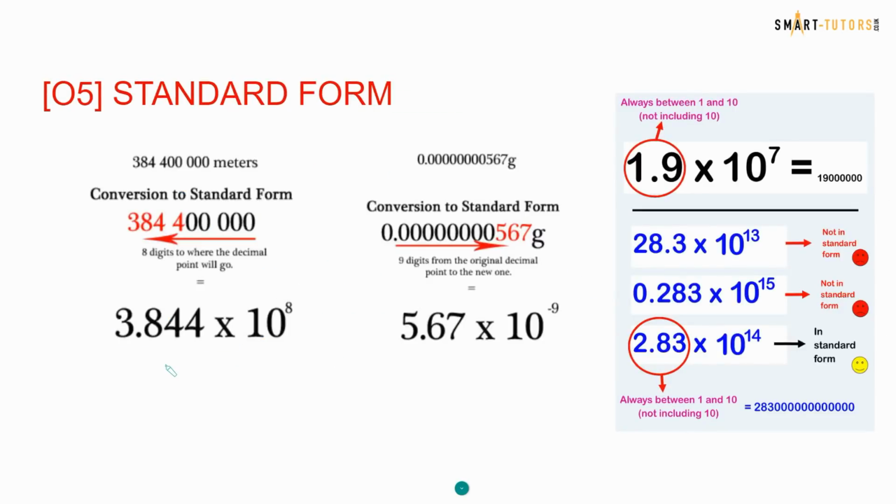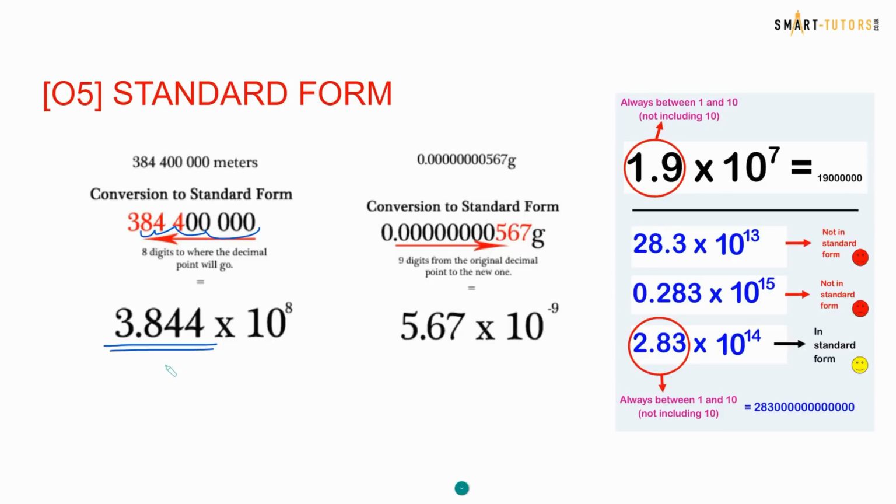Topic 5, standard form, is a straightforward question. 384,400,000, and if you want to make it standard form, the answer is 3.844 times 10 to the power 8. So you need to move the point 6, 7, 8. So the answer is 3.844 times 10 to the power 8.